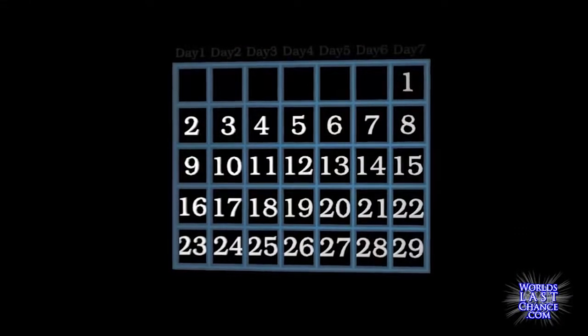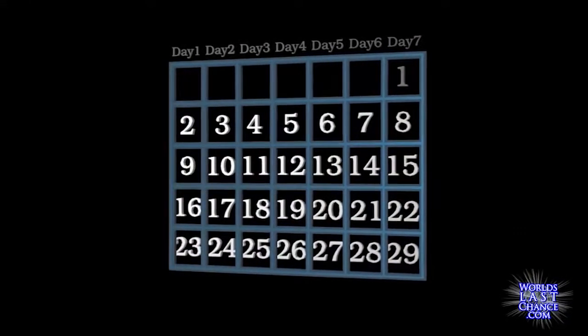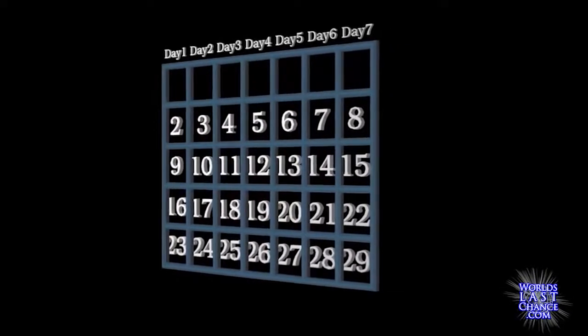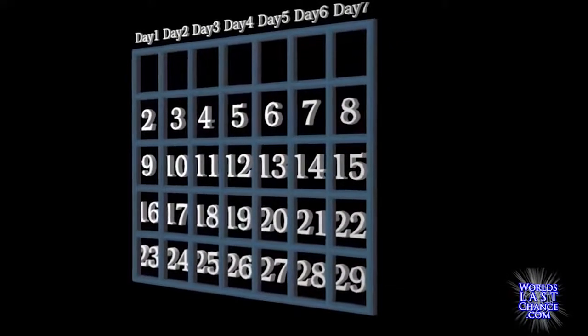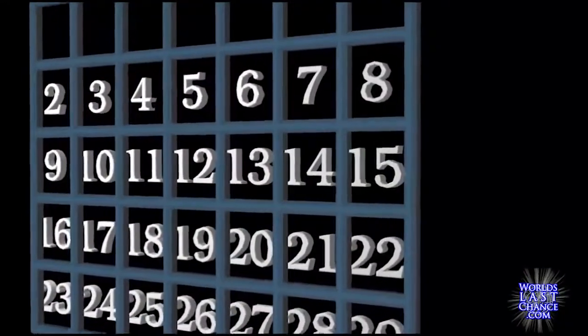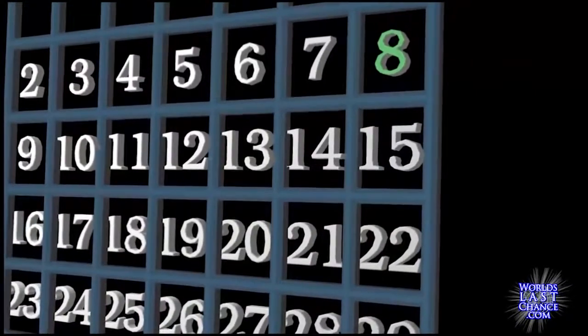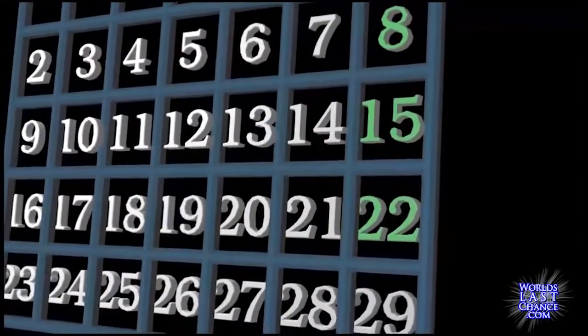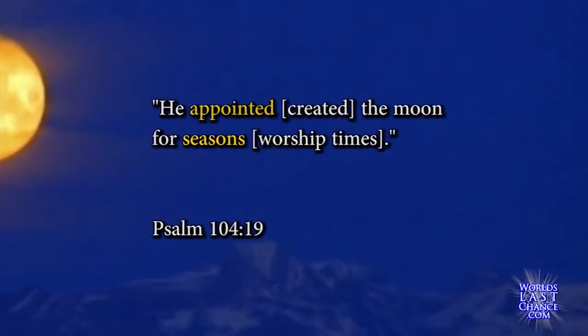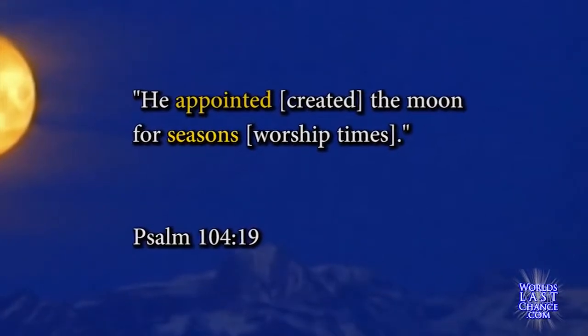The true lunisolar calendar is very user-friendly. Days of the week always fall on the same dates of the month. Every time a seventh-day Sabbath in Scripture is assigned a date, it always falls on the 8th, 15th, 22nd, and 29th days of the month. Scripture states that the moon was created specifically to measure times for worship. He appointed, created, the moon for seasons, that is, worship times.